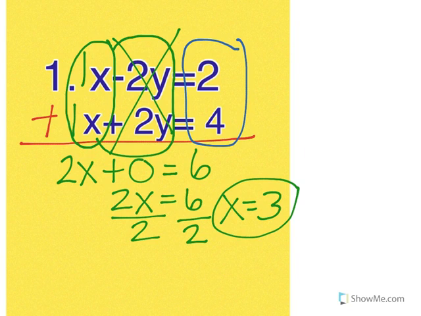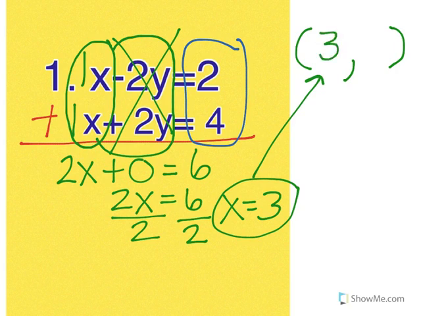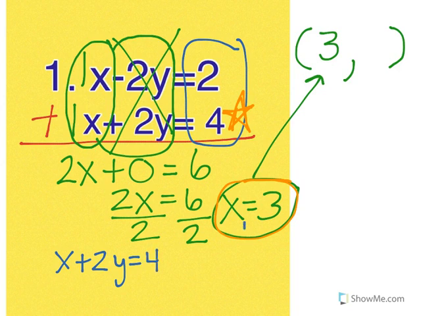Now we know that in systems of equations, our answer is going to be an xy coordinate. I already solved for the x. Now I have to solve for the y. In order to do that, I'm going to pick an equation, which I'm going to use the second equation because it looks easier. It has no negatives or subtraction. I'm going to rewrite that, but I'm going to plug in for x the number 3. So 3 plus 2y equals 4.